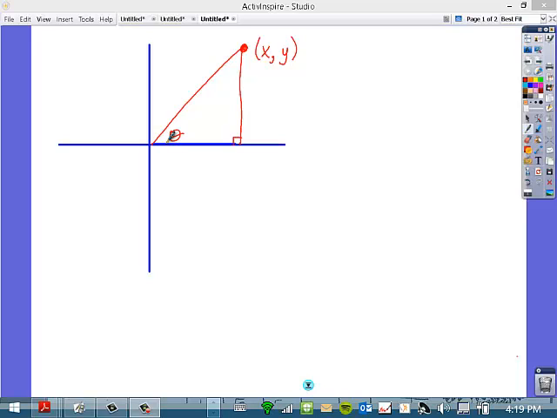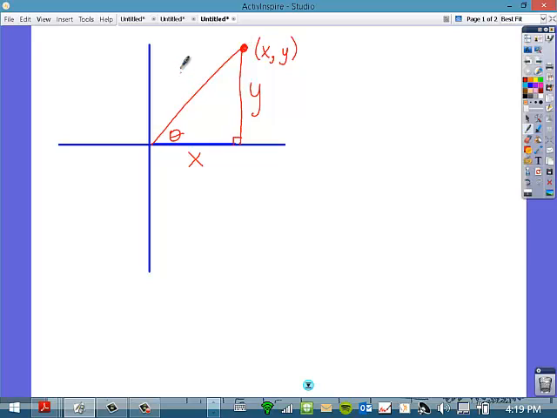All right, picture this right triangle in the first quadrant of our coordinate grid. So this side we're going to call x because that's on our x-axis. This side we're going to call y. And this is the radius of our unit circle, so we're going to call it r. And the radius of your unit circle is always going to be 1.